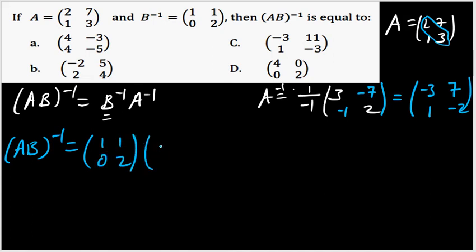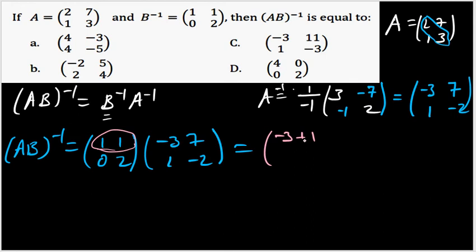And the A inverse, we got it: negative 3, 7, 1, negative 2. Then let's multiply. When you multiply, obviously the first row will multiply the first column. So 1 times negative 3, and 1 times 1, with 1 plus 1. The same way for the second column, 1 times 7, and 1 times negative 2 is negative 2, and 0 times 3 is 0, and 2 times 1 will be 2.